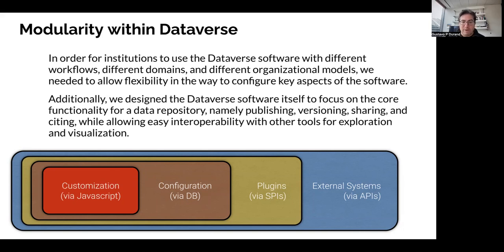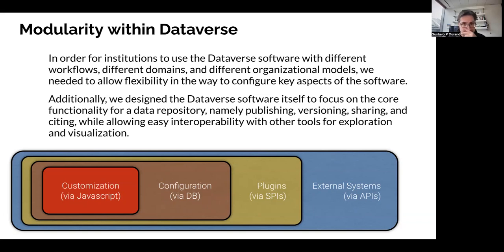In addition, one of the things that was very important when we worked on the Dataverse 4 version is we wanted to make sure we separate out the functionality that was critical for a data repository, namely publishing, versioning, sharing, citing, and allow all the other functionality, the exploration and the visualization, to be worked on in other languages by other developers and to be able to interoperate.